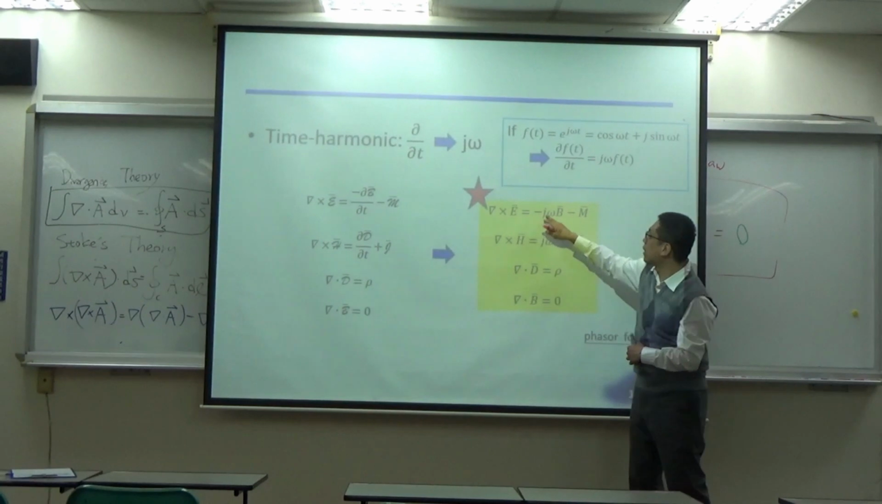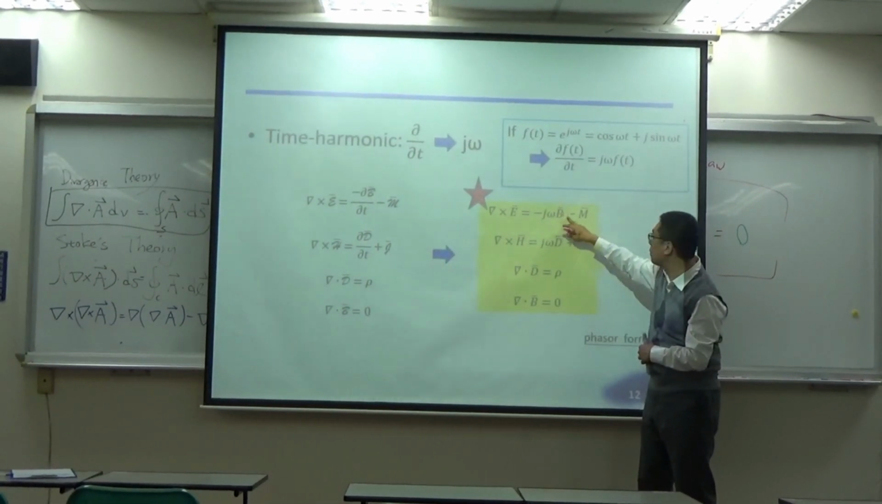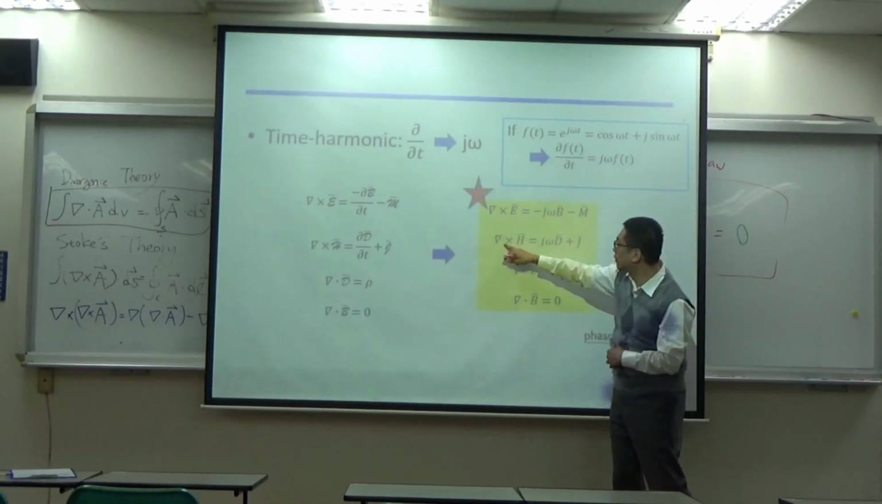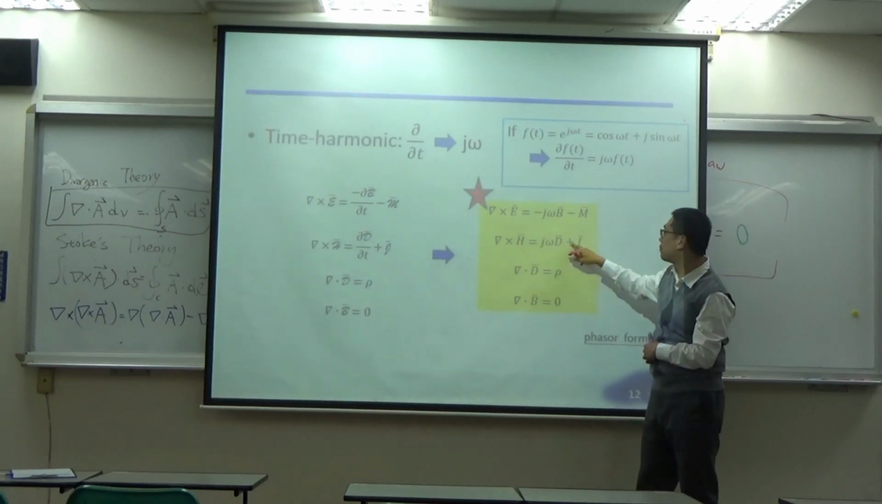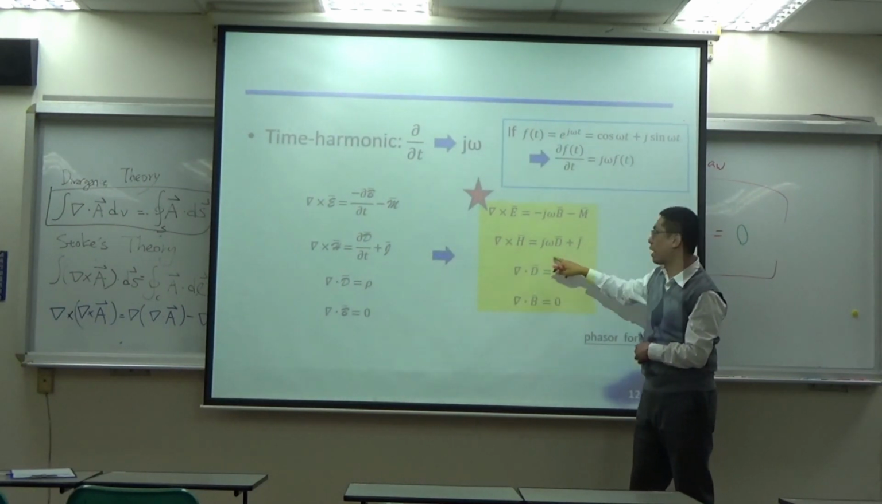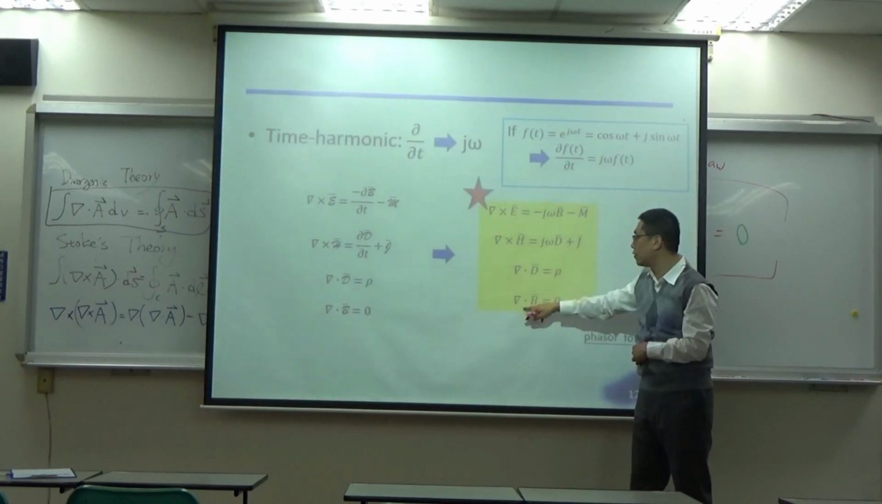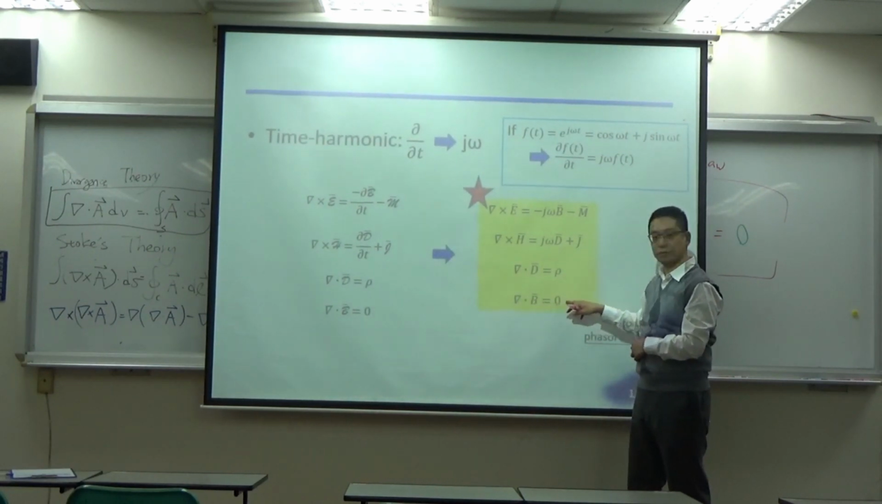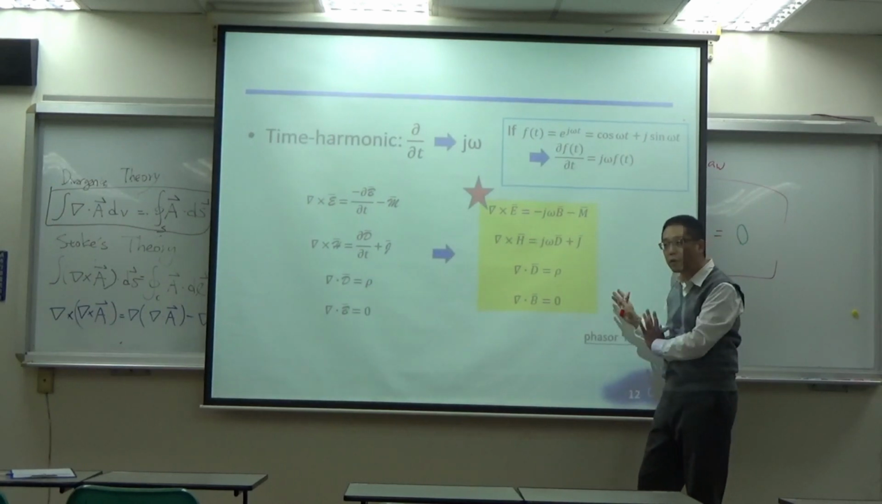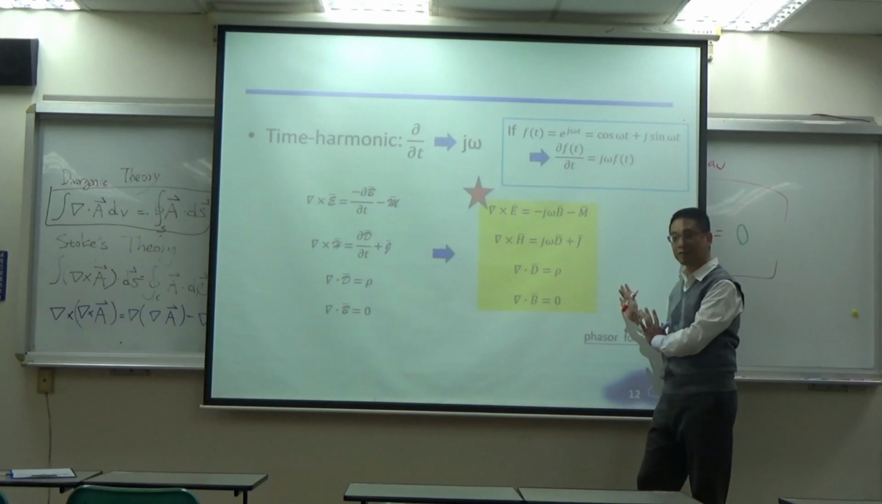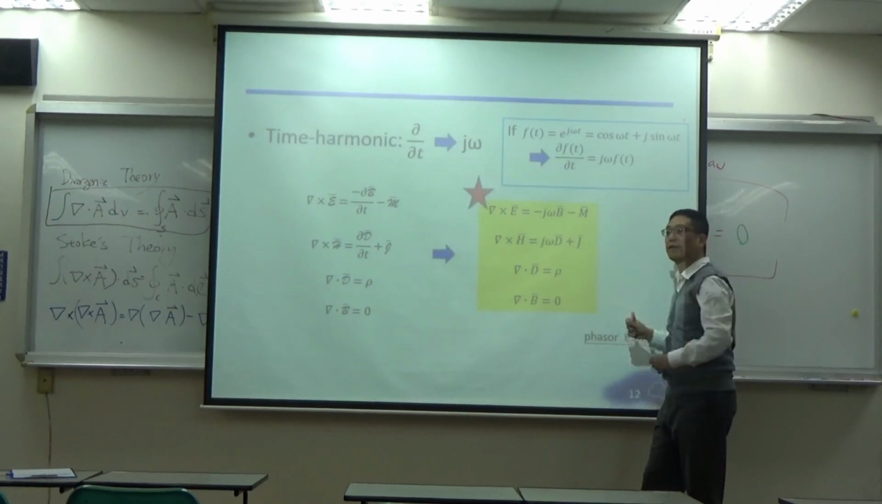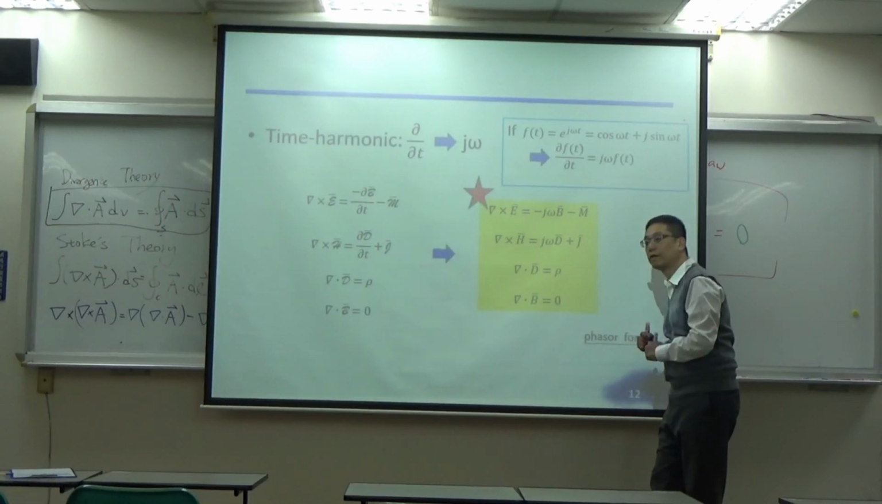Curl E equals minus j omega B minus M. And curl H equals j omega D plus J. And divergence D equals rho, divergence B equals 0. Those are the most important four equations in this book. It's the beginning for many chapters. We start from here. Are we okay?